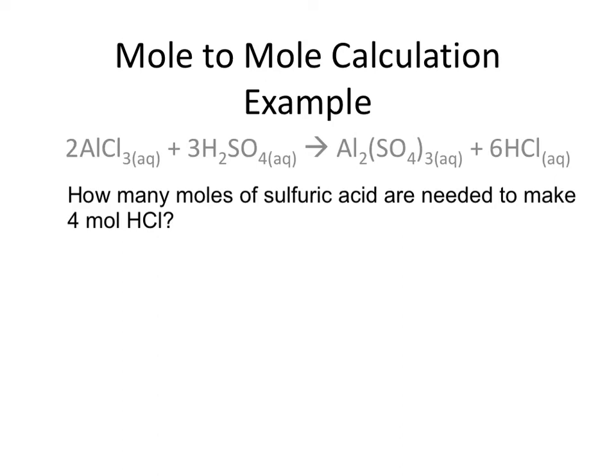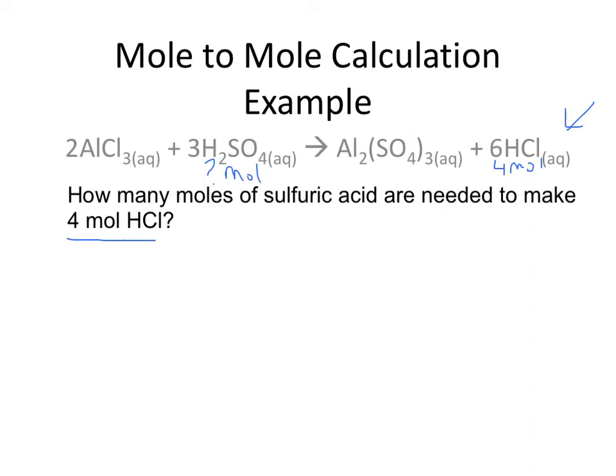In order to calculate from moles of one substance to moles of another, we need the balanced equation, and the balanced equation is right here. So the question that is being asked is how many moles of sulfuric acid are needed to make 4 moles of HCl? So we start with our given, which is 4 moles of HCl. We want to find out how many moles of sulfuric acid we need in order to make those 4 moles.